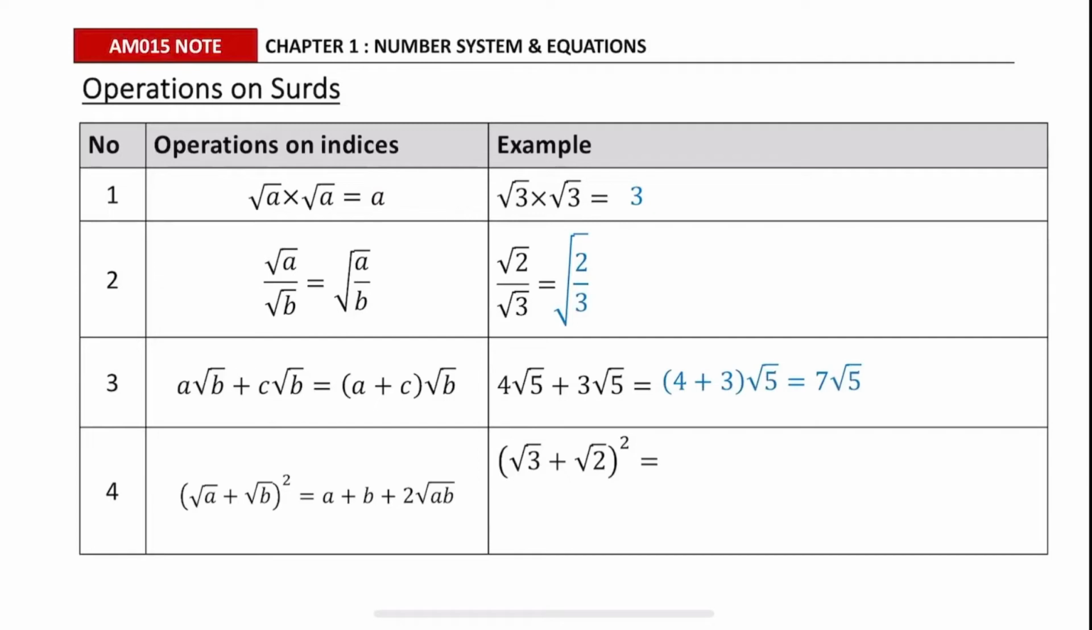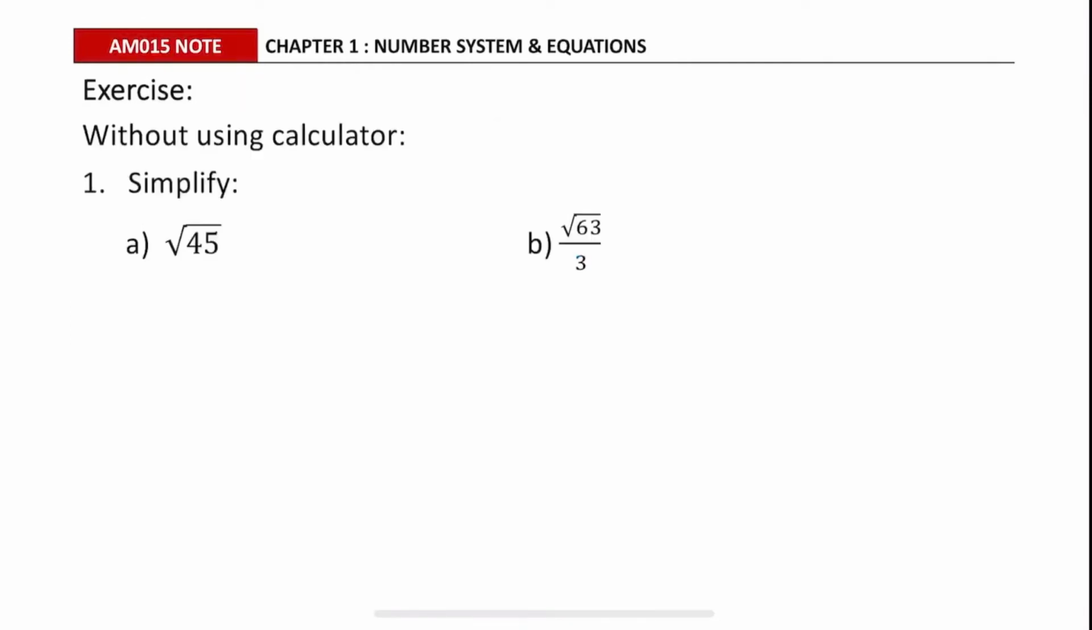The last one is the square root of a plus the square root of b, squared. This expression has to be expanded, and you will get a plus b plus 2 multiplied by the square root of ab. The example is the square root of 3 plus the square root of 2, squared. By using the formula, this is equal to 3 plus 2 plus 2 multiplied by the square root of 6, where 6 is actually the multiplication of 2 and 3. After that, simplify it. So now we will do the exercise.